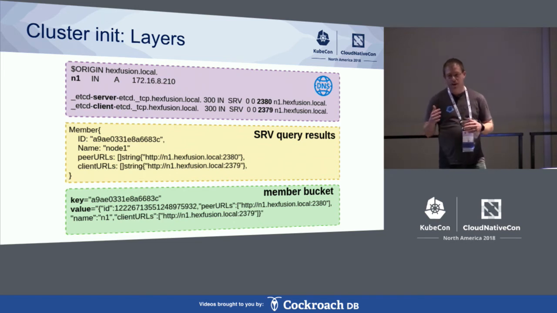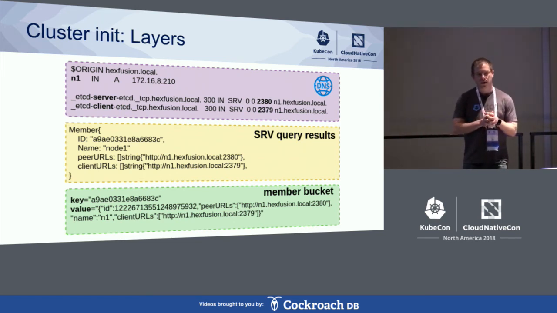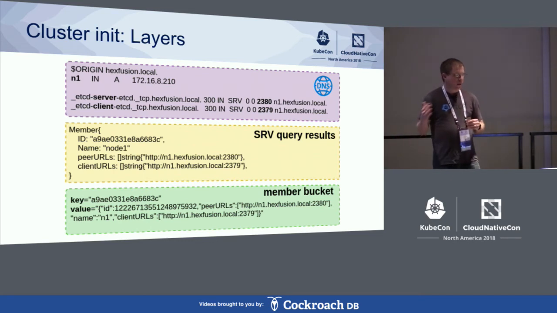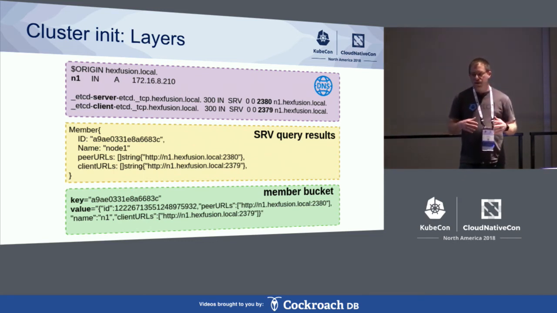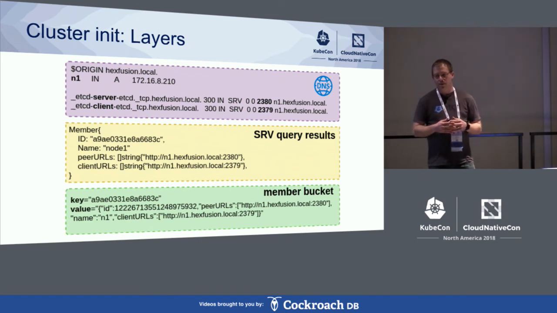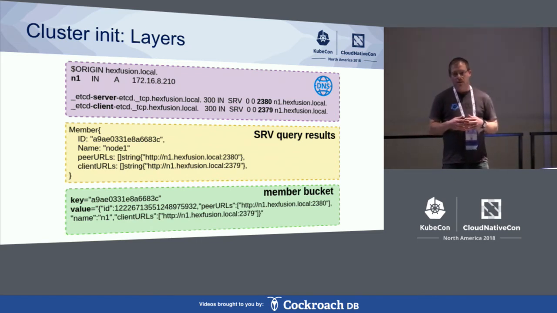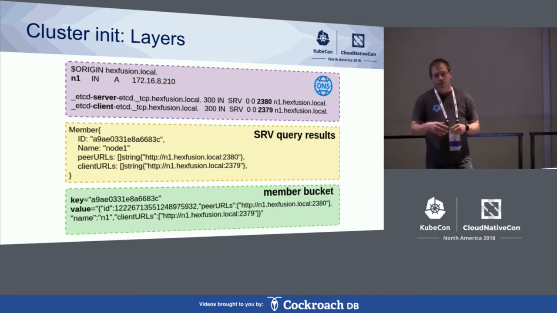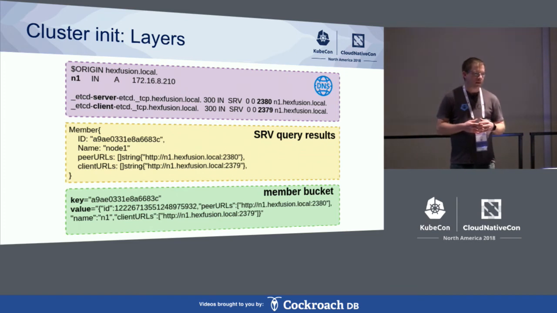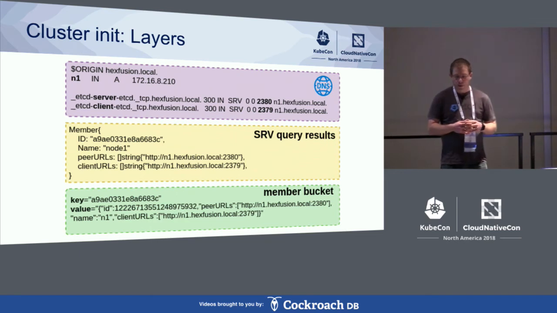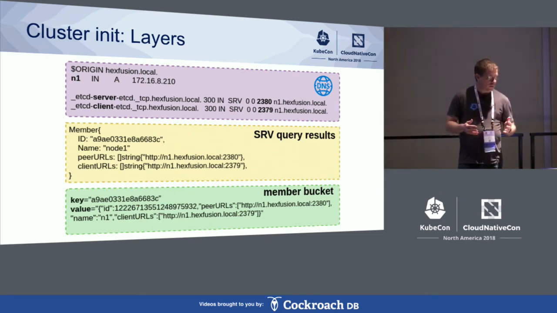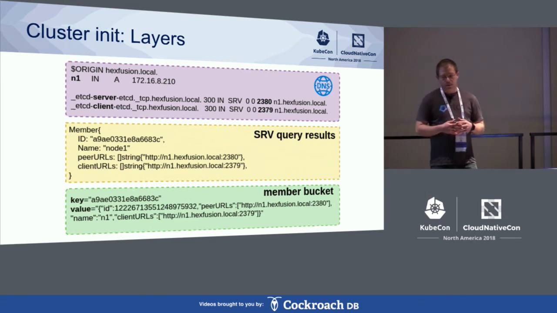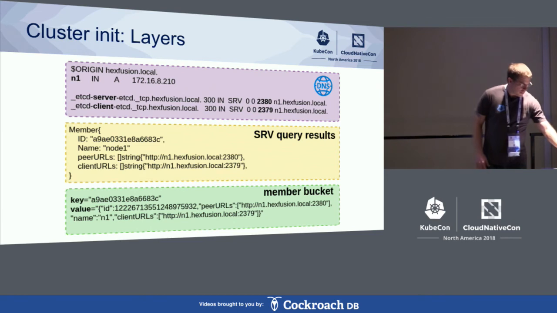So here is a visual of what I just went through, showing the different layers. At the top layer, we have our DNS SRV records, okay? Then as we move down, the client is going to do an SRV query against the DNS, and the results it's going to use to populate the member struct. This is very similar to what happens in the server, but we're also going to persist the client URL as well. So at this point, we save that into the member bucket, and that's the basic process.